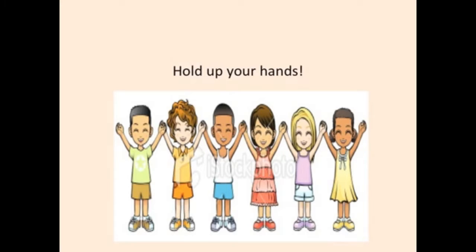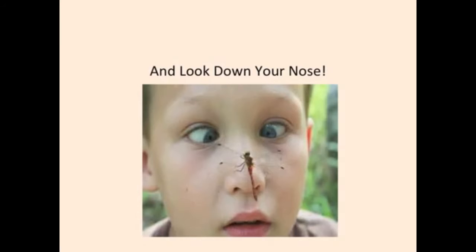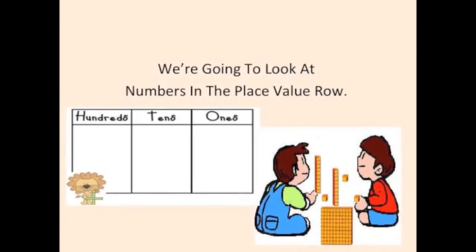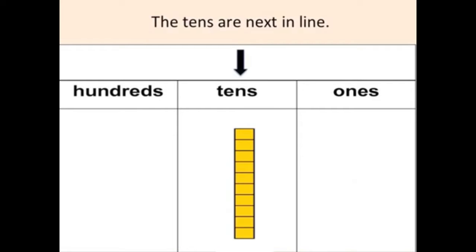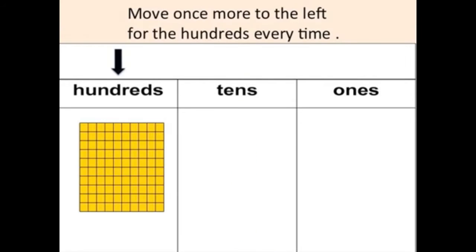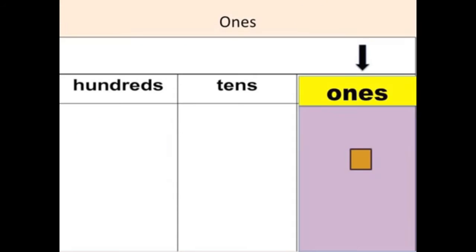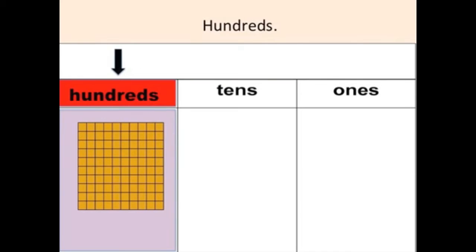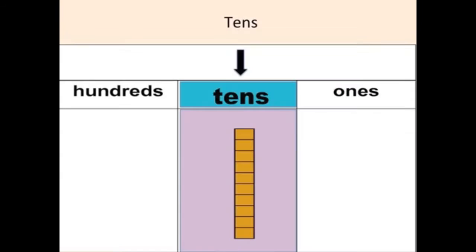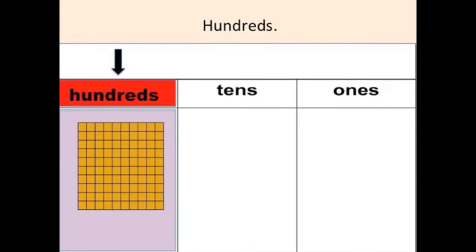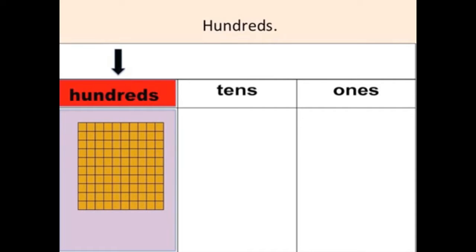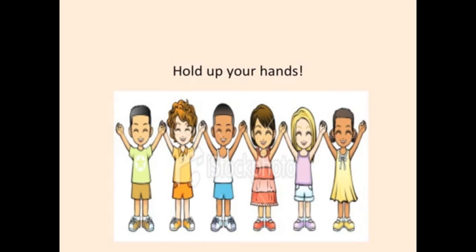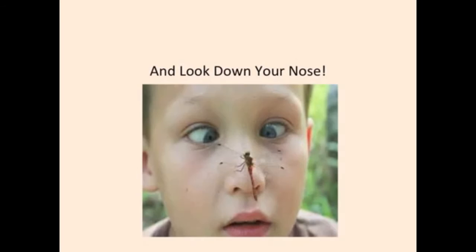Hold up your hands and look down your nose. We're gonna look at numbers in the place value row. The ones are on the right, the tens are next in line. Move once more to the left for the hundreds every time. Ones, tens, hundreds. Ones, tens, hundreds.